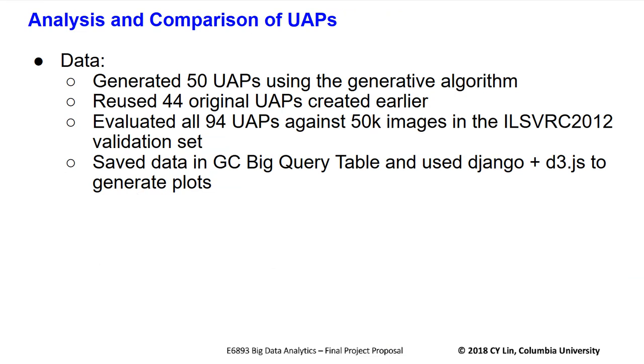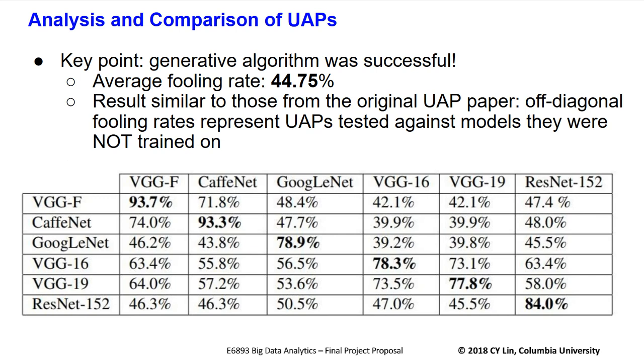So what I did ultimately is generate 50 UAPs using this new generative algorithm, and also incorporated the previous 44 to facilitate comparison, and evaluated all 94 UAPs against the 50,000 images in the validation set. I saved those results to a Google Cloud BigQuery table where I could use Django and D3 to generate plots and help with visualization. Key takeaway is across all 50K images, my 50 UAPs were able to get an average fooling rate of 44.75.